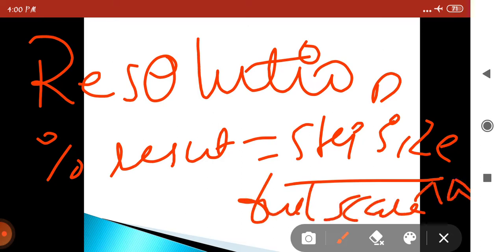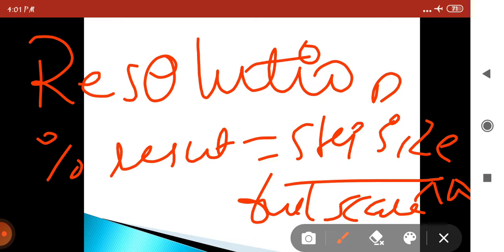Into 100. Yes, although the resolution can be expressed in the amount of current per step, it can be used for that. The resolution can be calculated as a percentage from that. Yes, the percentage of the resolution can be used.